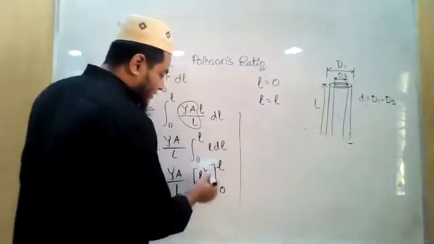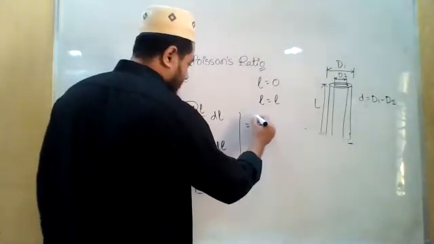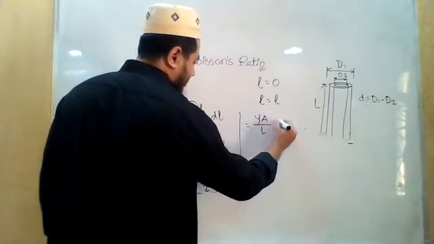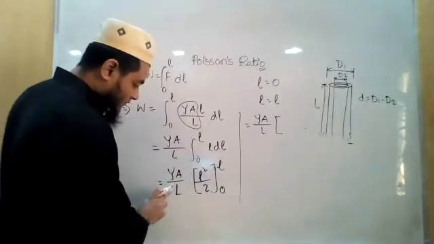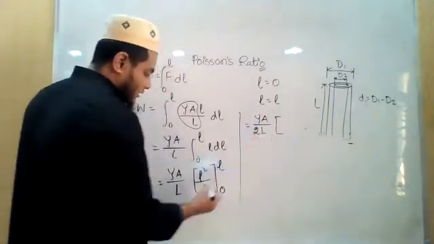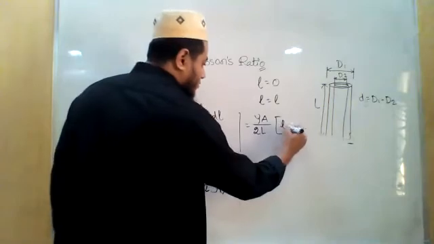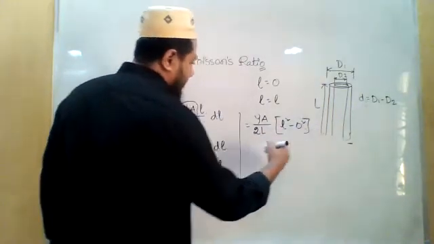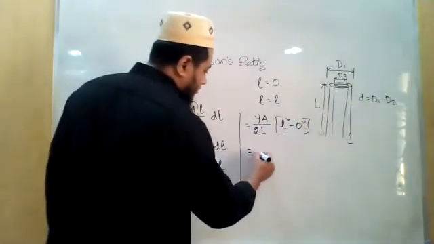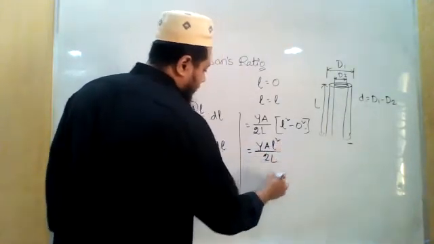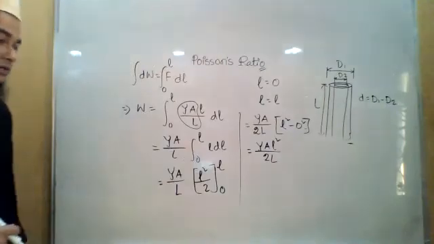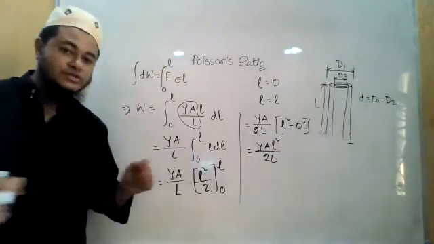So after we replace the upper limit and the lower limit, then the division by 2, if I take it out, only l square will be there. So it will be l square minus 0 square, which is l square only. So Y A l square divided by 2L. This is the amount of work done in stretching.